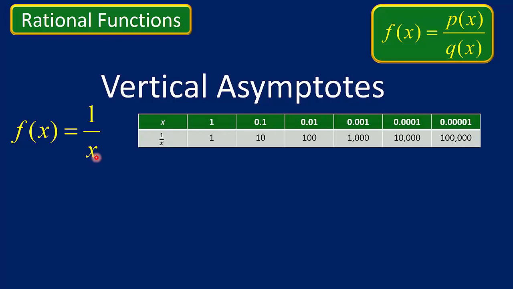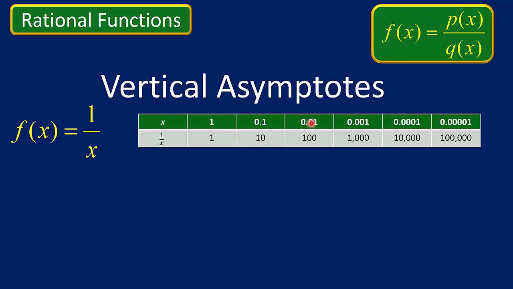So I've got a table here. Notice I've got x and I've got 1 over x. And I'm looking at different values for x, 1, 1/10, 1/100th, and so forth. And I'm plugging these values into 1 over x. In other words, notice how the x's are getting increasingly close to 0. And let's see how the function behaves when that happens. When I put in a 1 for x, I get 1 over 1, which is 1. When I plug in a 0.1 for x, I get 1 over 1/10, which is just 10, and so forth.